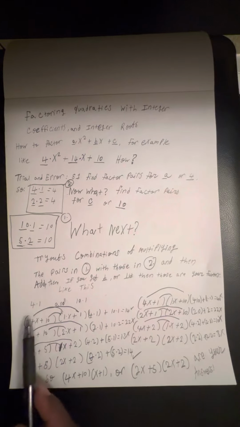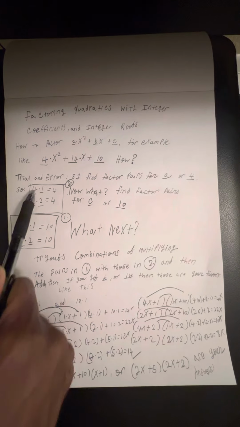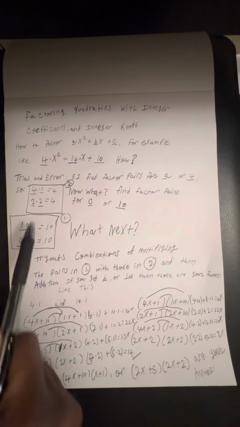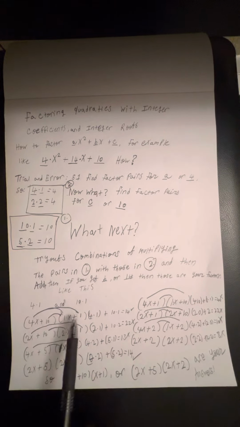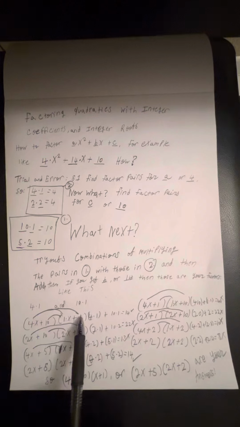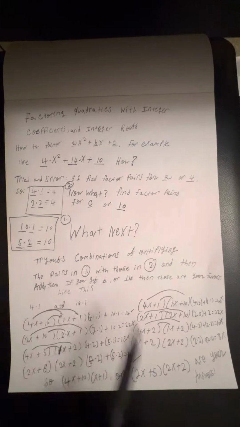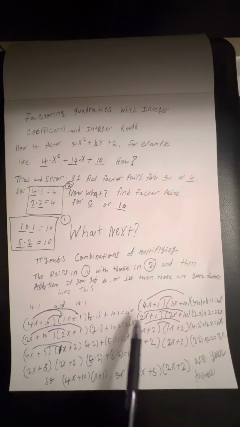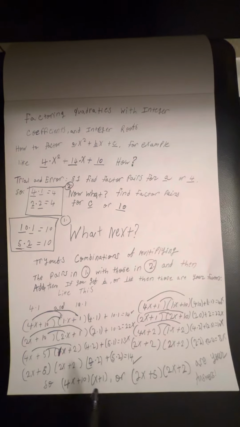As an example, let's look here. Our first pair for a was 4 and 1, so it's 4 here and 1 here. And our first pair for c was 10 and 1, so we have 10 here and 1 here. What we're going to do is see if 4 times 1 plus 10 times 1 equals 14, which is b. If it does, then that gets us a factor. It does here, so 4x plus 10 and 1x plus 1 is a factor.